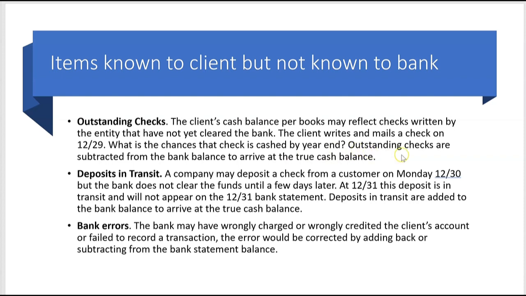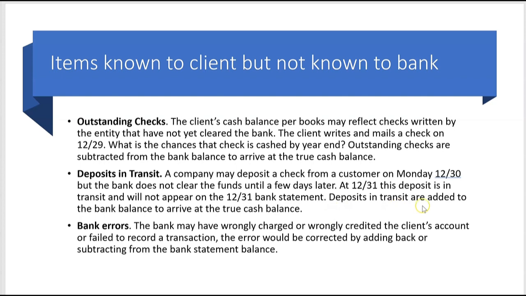So what do we do with outstanding checks on the bank rec? They're subtracted from the bank balance to arrive at the true cash balance. So what about deposits in transit? Well, a company may deposit a check from a customer on Monday, December 30th, but the bank doesn't always clear the funds the same day, especially if it's an out-of-state check or a check drawn on an account that the bank's not familiar with. The bank will hold that check and they won't give the client credit for those funds until a few days later. So if this happens on 12/30, a few days later, we're into the new year. So at 12/31, this deposit is in transit and it will not appear on the 12/31 bank statement.